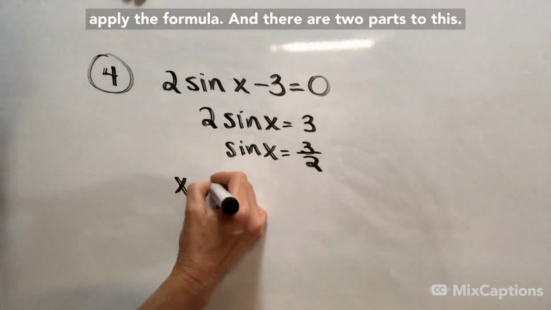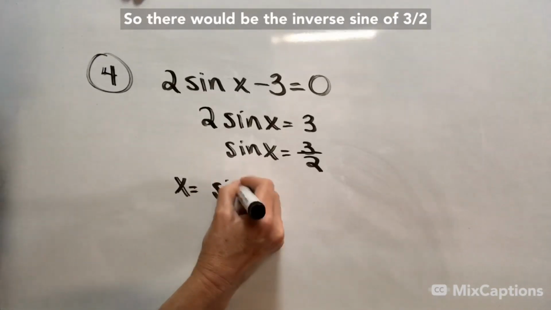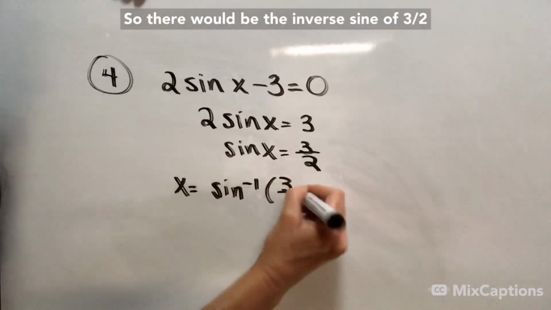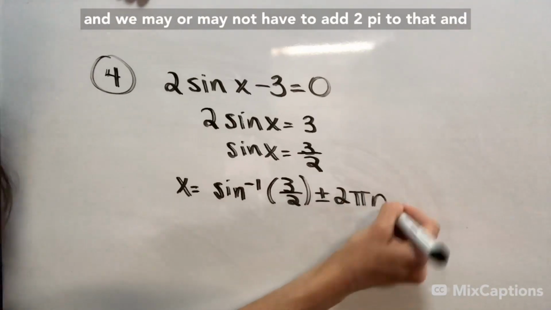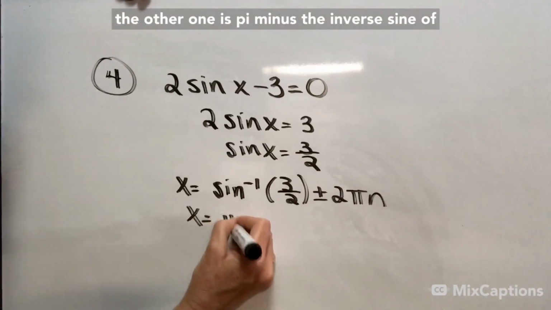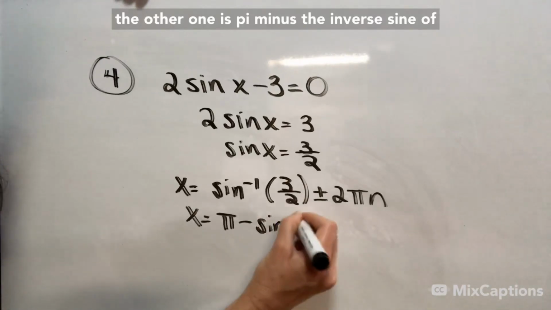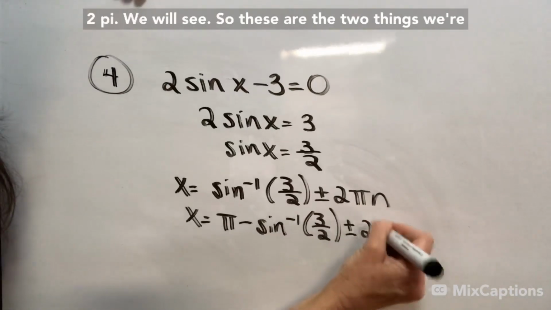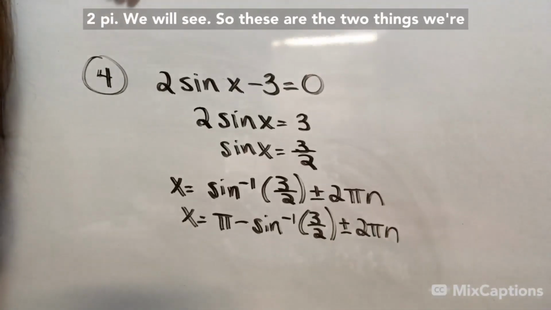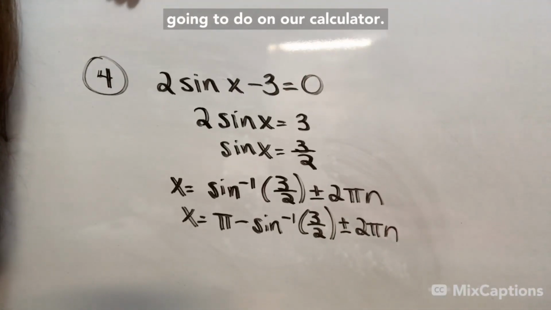And there are 2 parts to this. So there would be the inverse sine of 3/2. And we may or may not have to add 2 pi to that. And the other one is pi minus the inverse sine of 3/2. And we may or may not have to add 2 pi. We'll see. So these are the 2 things we're going to do on our calculator.